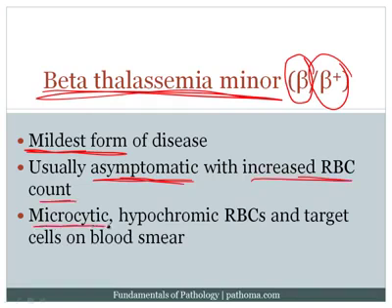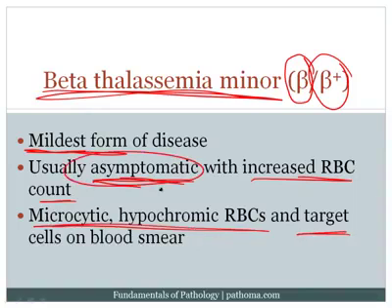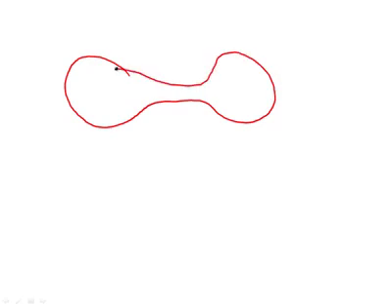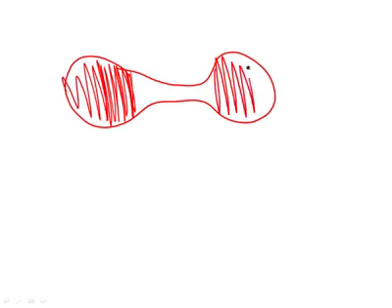They usually have a microcytic hypochromic anemia with some target cells, but again, they are asymptomatic. Now, it's worth discussing for a moment what target cells are, because this is the first time that we're encountering a target cell. So let's remind ourselves that the normal red blood cell has a biconcave shape, such that the edges are thicker and contain hemoglobin, and the center is thinner and contains less hemoglobin.